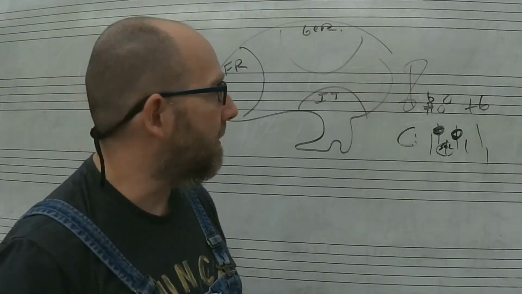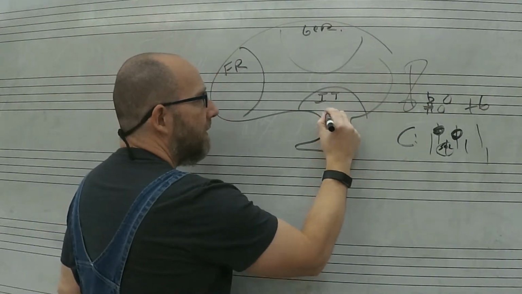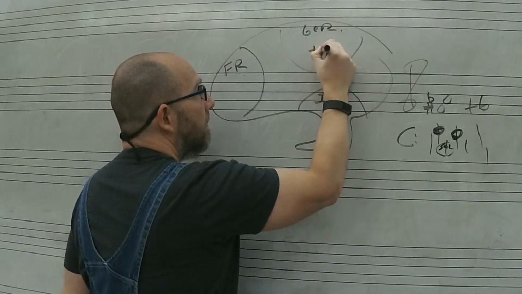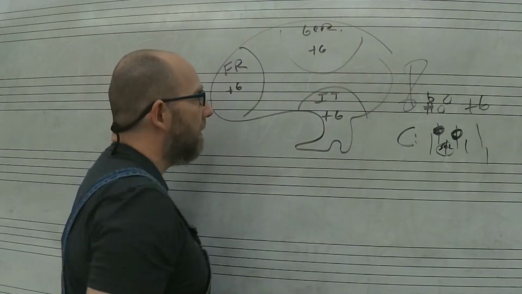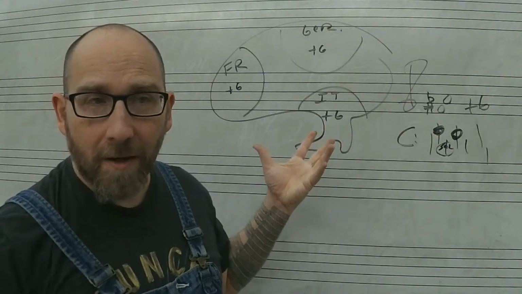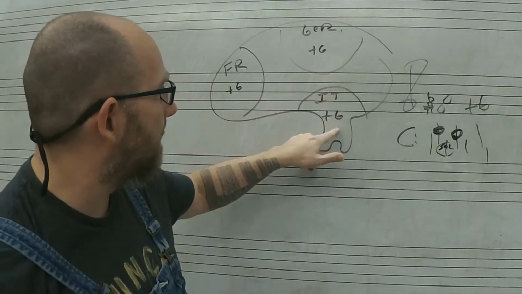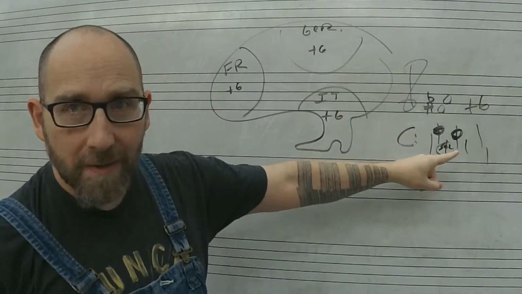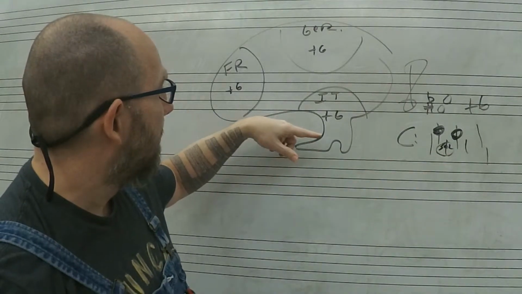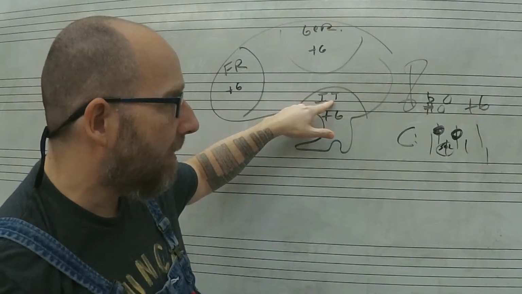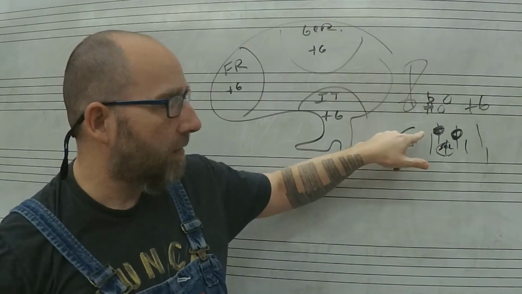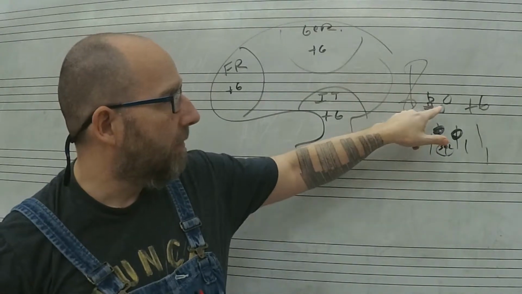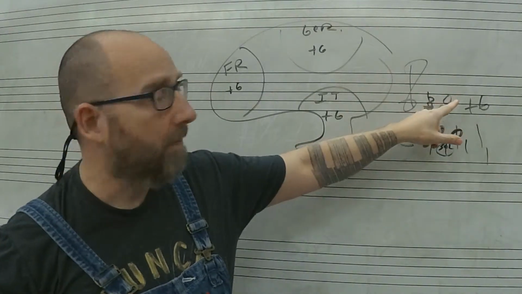The augmented sixth interval is in every one of these chords. Every one of these variations of the augmented sixth chord has the same augmented sixth in it. So if you have Italian augmented sixth chord in the key of C, or C major or C minor, it will have an F sharp and an A flat.